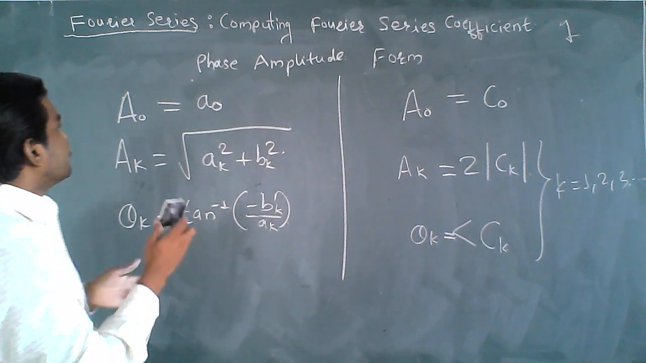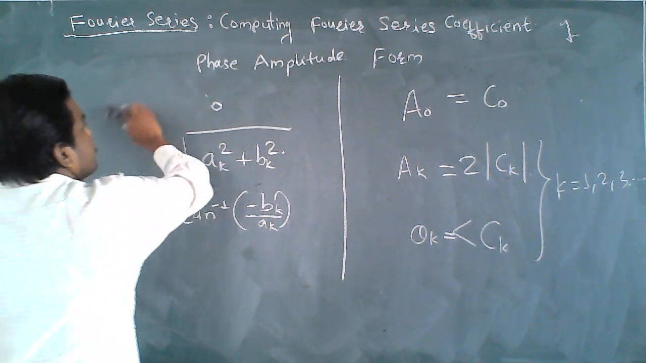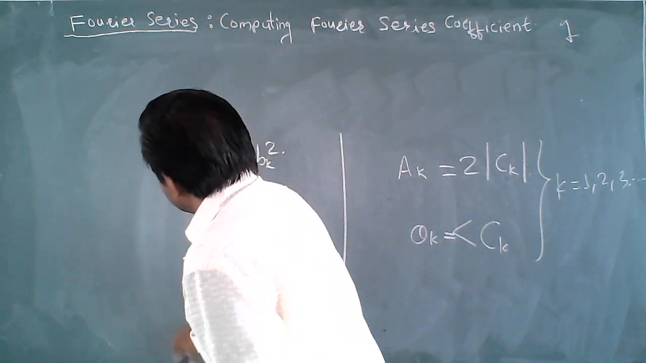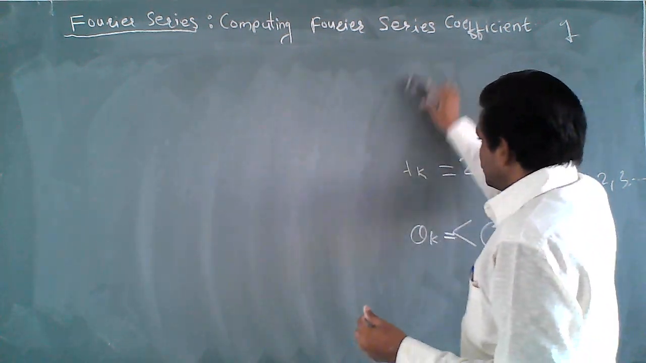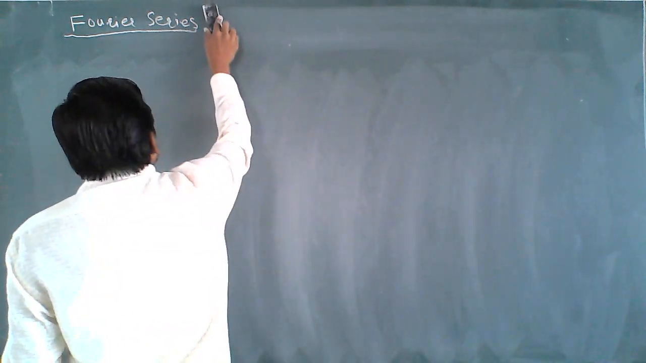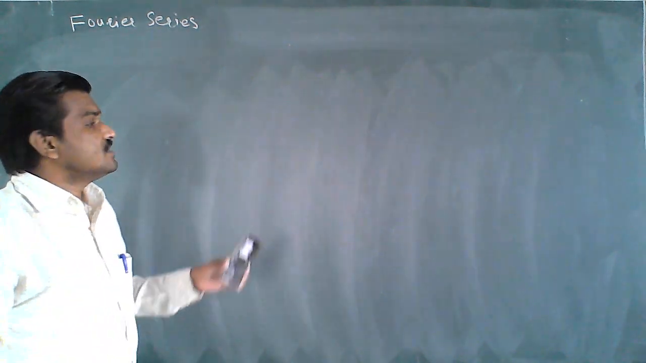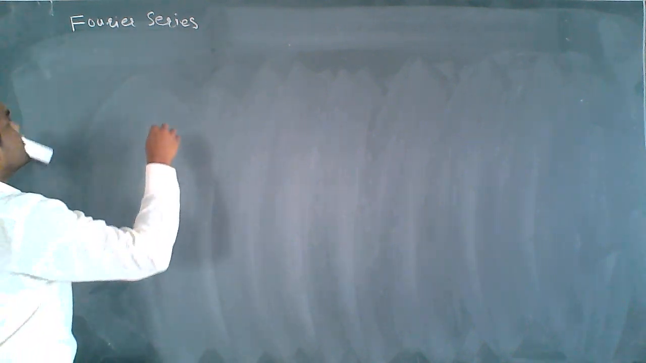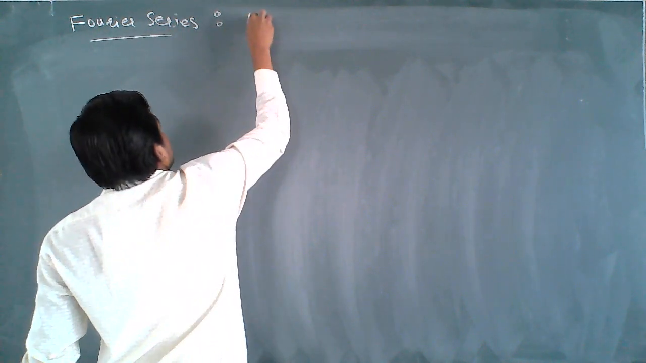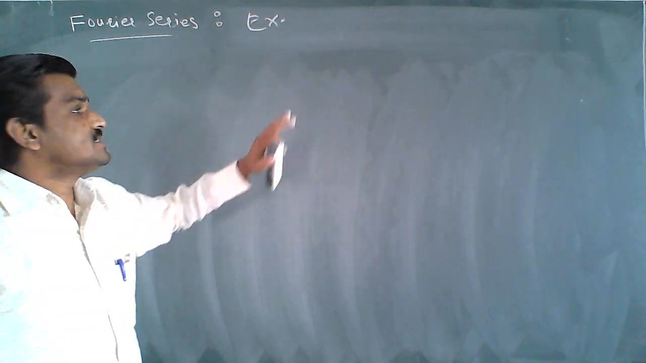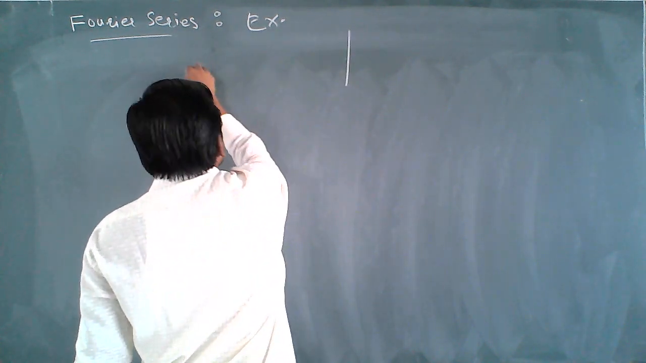So now let us take an example for this particular computation. I am removing this. Now if we have a rectangular pulse and we have to calculate the coefficient, this is an example of Fourier series. So we have to find out the Fourier series of a rectangular pulse train. So this is the rectangular pulse train which is given.